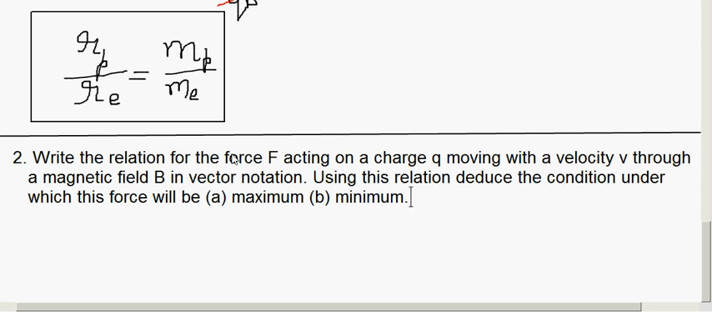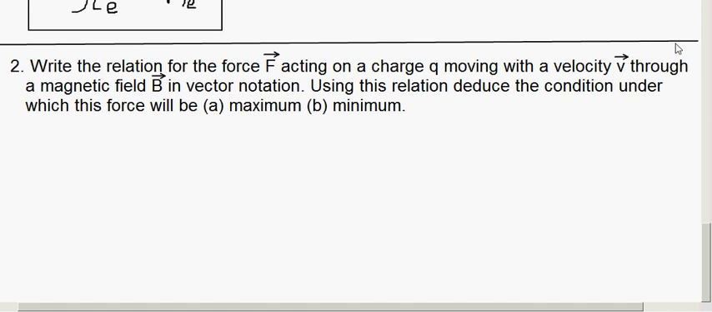Write the relation for the force F acting on a charge Q. Now I'll write these as vectors. That also you can make a note. F is a vector. Write the relation for the force F acting on a charge Q moving with velocity V, V is also a vector, through a magnetic field B in vector notation. Using this relation, deduce the condition under which the force will be maximum, case A, and minimum, case B.